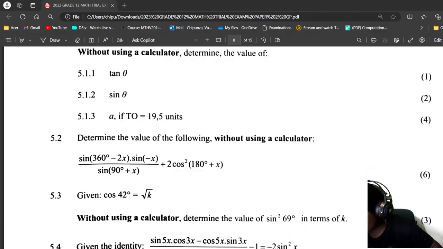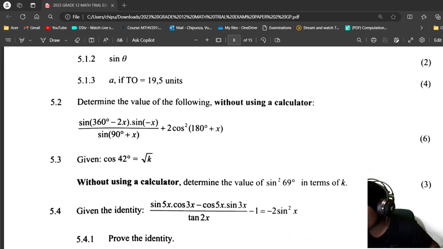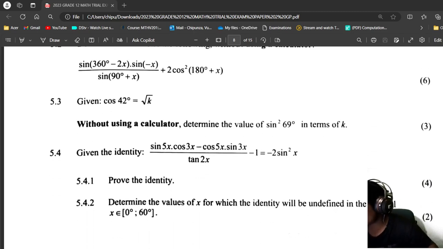Now proceeding to the next question, they're saying that given cos 42 is equal to root k, without using a calculator, determine the value of sine squared of 69 in terms of k. This is interesting. This is amazing. So we are told that this is 5.3. I get excited when it comes to math, guys. I apologize for that. So we are given cos of 42 degrees, which is equal to root k.